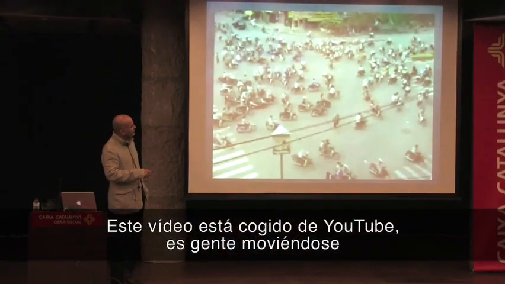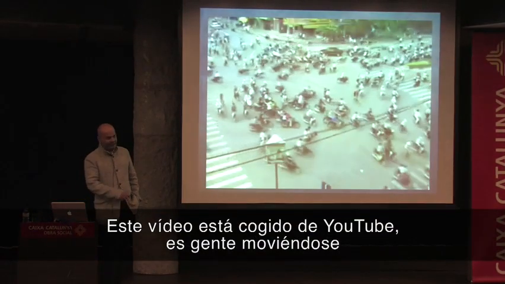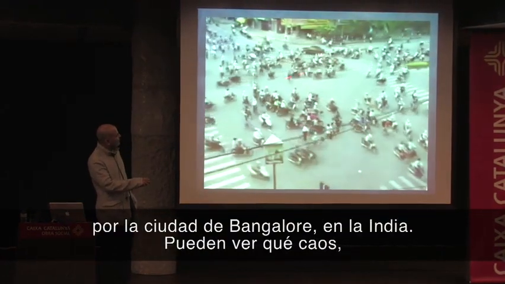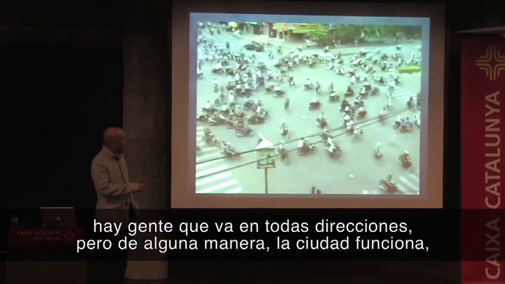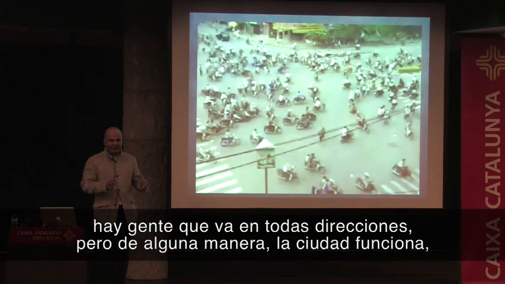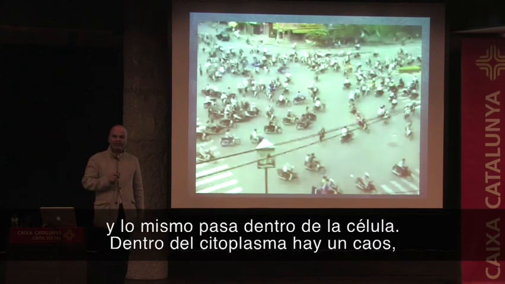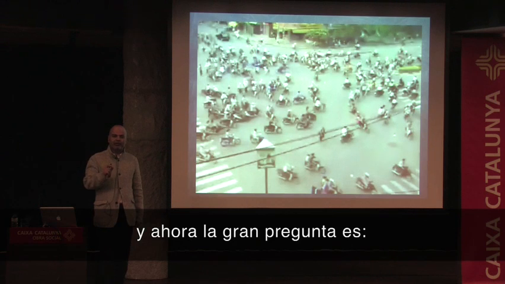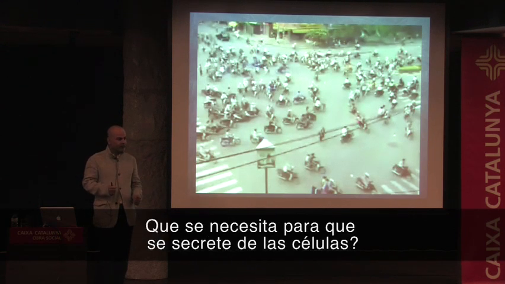So this is a picture taken from YouTube of people moving in the city of Bangalore, I think in India. And you see it's chaotic. There are people going in all different directions. And yet the city somehow works. These people know somehow where they need to go. The same thing is happening inside the cell. There is a chaos in the cytoplasm. And the question then becomes, how does a protein know that it has to be secreted? What is required for its secretion from the cells?